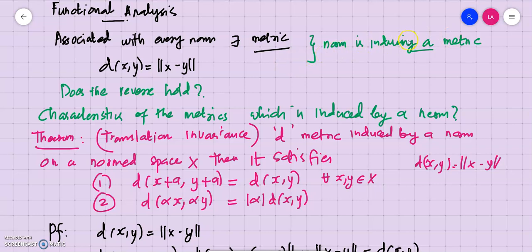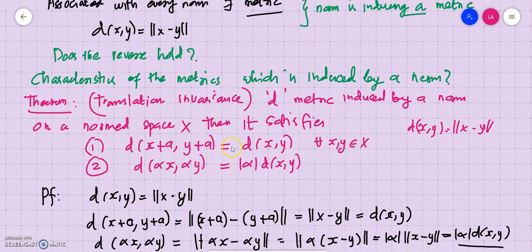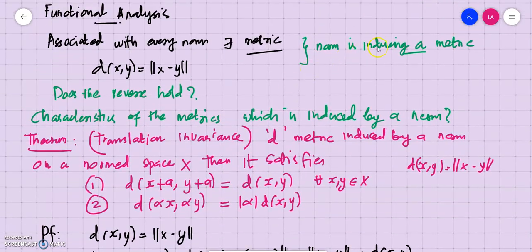So for every metric, if at all every metric is induced by a norm, it should satisfy these two properties, because every metric which is induced by a norm should satisfy these two properties. So if every metric is induced by a particular norm, every metric should satisfy this property.